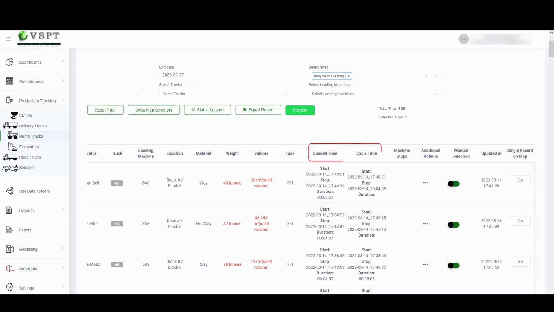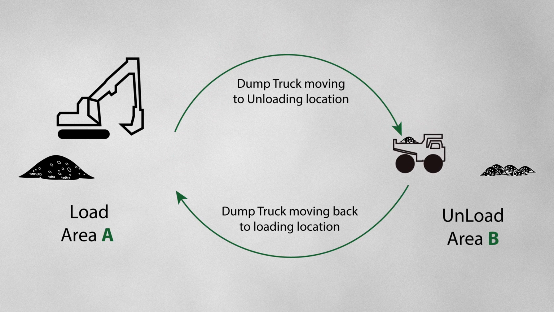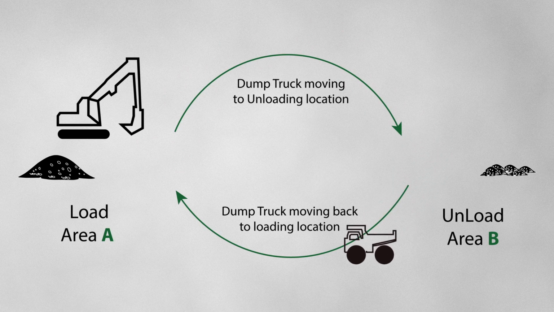Let's see the difference between loaded time and cycle time. Loaded time equals load area A to unload area B. Cycle time equals load area A to unload area B and back to next load.